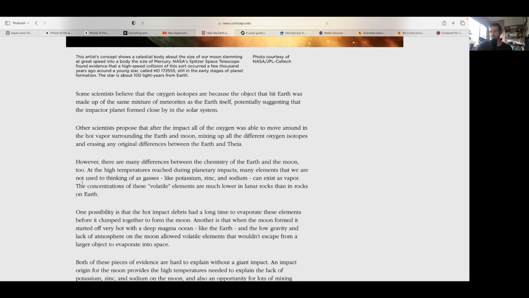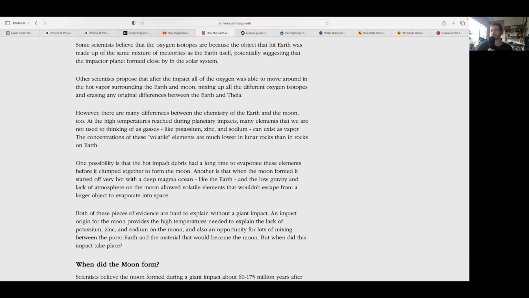The concentrations of these volatile elements are much lower in lunar rocks than in rocks on Earth. One possibility is that the hot impact debris had a long time to evaporate these elements before it clumped together to form the moon. Another is that when the moon formed, it started off very hot with a deep magma ocean, like the Earth. And the low gravity and lack of atmosphere on the moon allowed volatile elements that wouldn't escape from a large object to evaporate into space. So those potassium, zinc, and sodium.